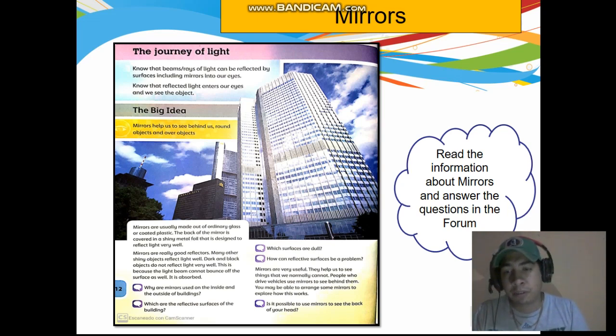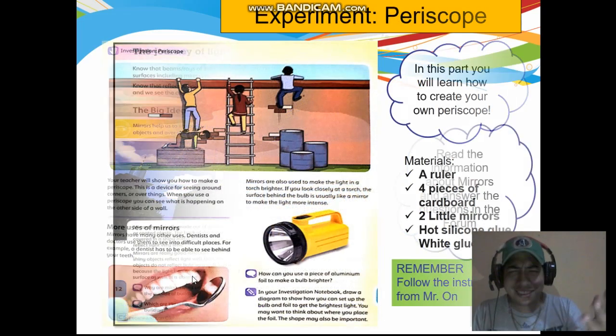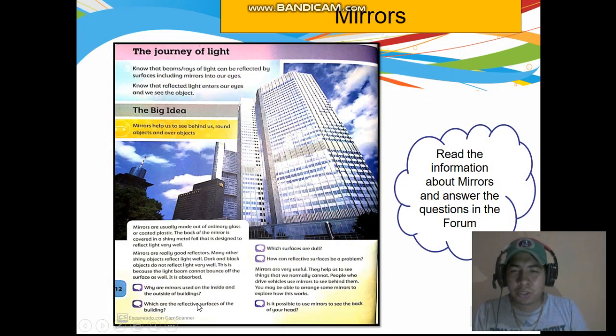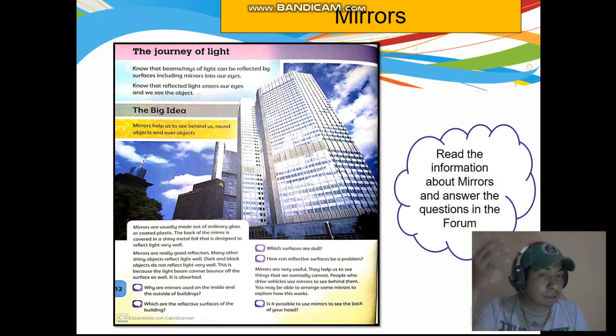These questions are: why are mirrors used on the inside and the outside of a building? Why do you think mirrors are used on the inside and the outside of a building? Question number two. Which are the reflective surfaces of the building? Imagine that you're in a building. You need to tell me which are the reflective surfaces of the building.